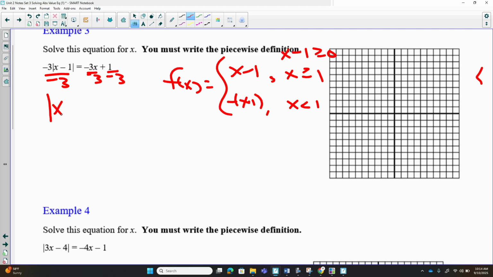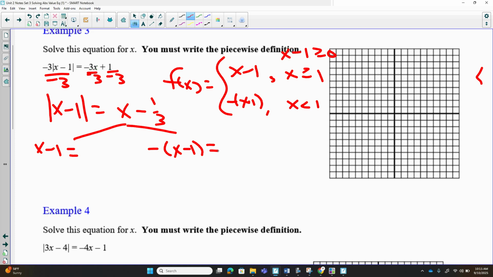This is where you guys kind of messed up. You're going to divide everything by negative 3. This x minus 1 stays here. That will make that a positive x minus 1/3. Now, that's when you write it into 2 equations, step 3, and solve them. So x minus 1 is equal to a negative, and then I have a negative x minus 1 here. They're going to equal the same thing, which is just x minus 1/3.